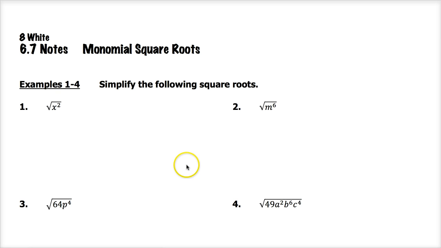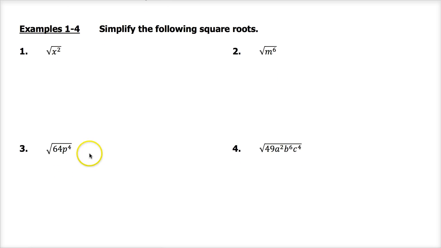Hey guys, this is the last video in our unit over square roots, and in this video we're going to look at monomial square roots, which simply put are square roots that contain variables. So let's look at the first four here, and I'll give you the basics of how to simplify square roots with variables.